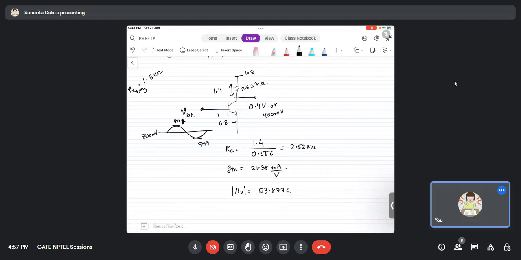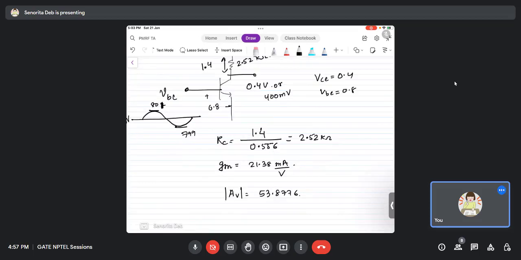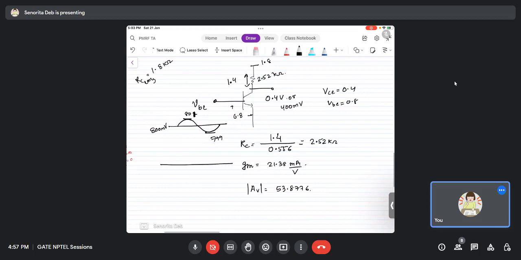So now if my VC is 400 millivolts and VB is 800 millivolt, it is clearly in the saturation region. It can no longer amplify. And what will happen? Now the output will go around 400 millivolts. I'm talking about the output. And how much will it swing? 2 into 53.8776, which will give you around 108 millivolts.